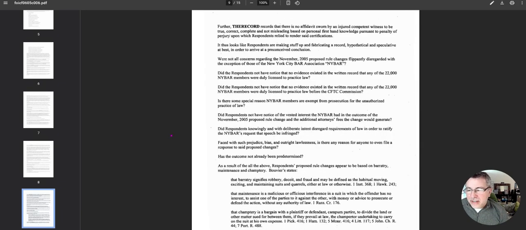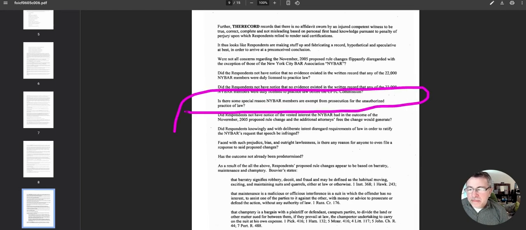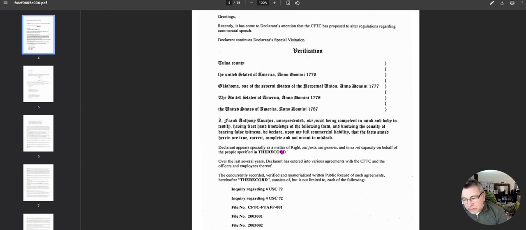And he would say unhinged things like, is there some special reason why members of the New York Bar are exempt from prosecution from the unauthorized practice of law? As a member of the New York Bar, I can tell you, yes, there is a special reason. It's because we are licensed as attorneys. And in case you're wondering, he lets you know that he's both sui juris and sui generis. So rest in peace, Frank Anthony Toucher.